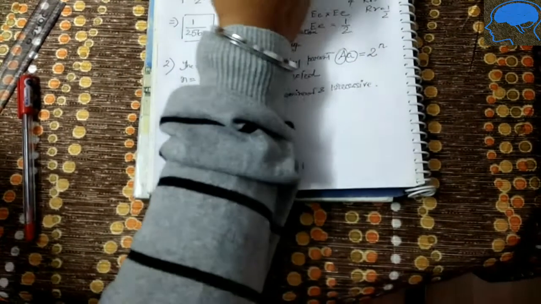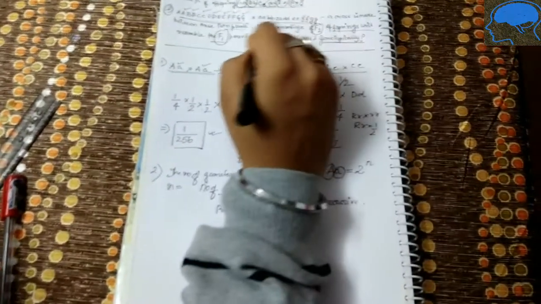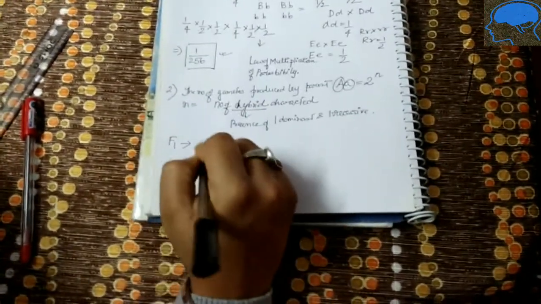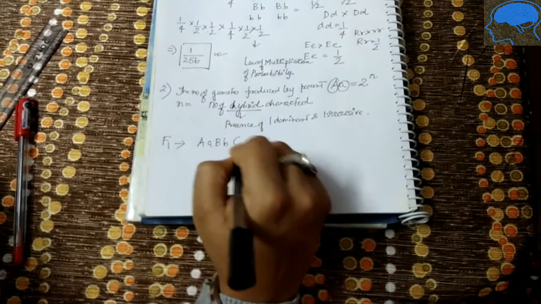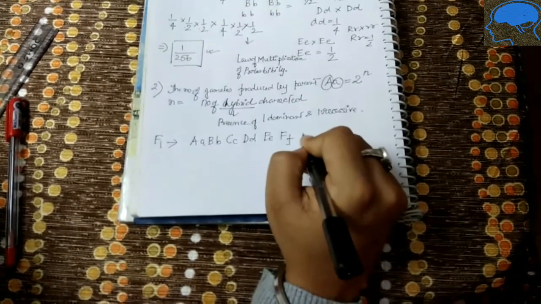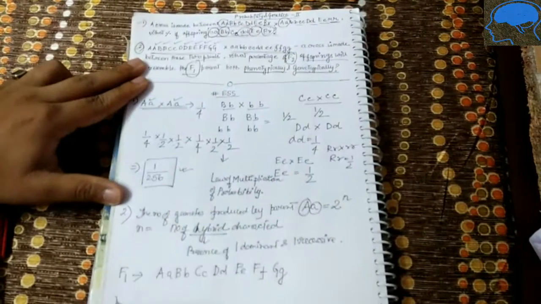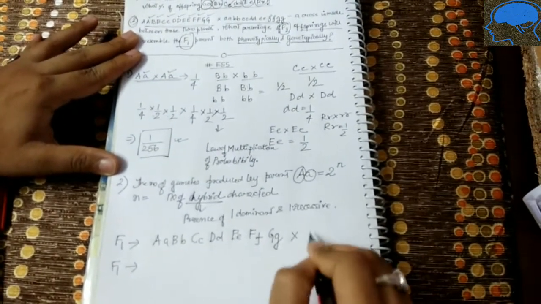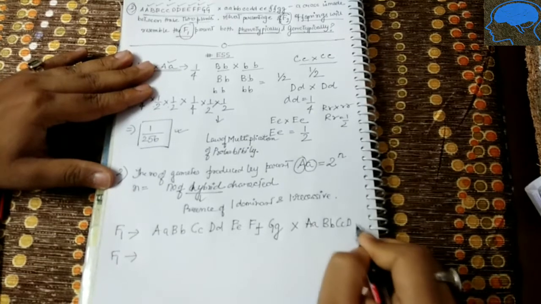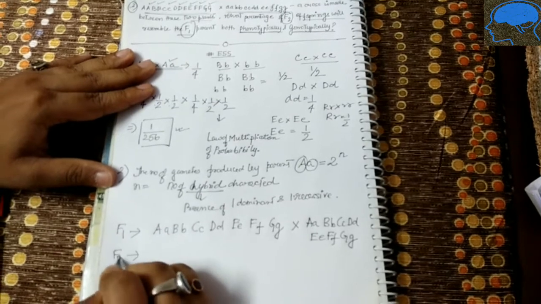So, proceeding with this sum, we have these two plants, one completely homozygous dominant and one completely homozygous recessive. If we cross these two, we know the F1 will be capital A small a, capital B small b, capital C small c, capital D small d, capital E small e, capital F small f, capital G small g. Now, for F2, we need to cross F1. We have to self F1, so we multiply this with the same characteristics, and we will get F2.